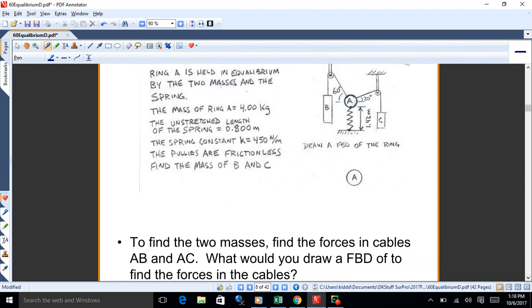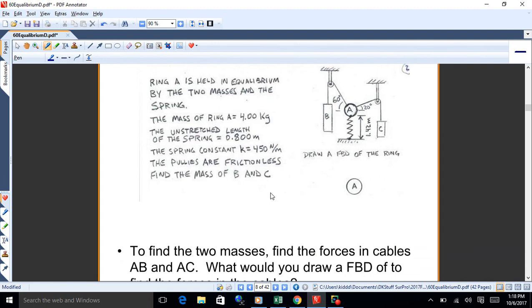All right, so why don't we have a look here at an example of how we would proceed with this equilibrium stuff and deal with these free body diagrams. So we got a ring there, and I don't know what page this is. 244. Okay, thank you. 244. Got a ring that's held in equilibrium by the two masses and the spring. The mass of ring A is 4 kilograms. The unstretched length of the spring is 0.8 meters. The spring constant K is 450 newtons per meter. The pulleys are frictionless. Find the mass of B and C.